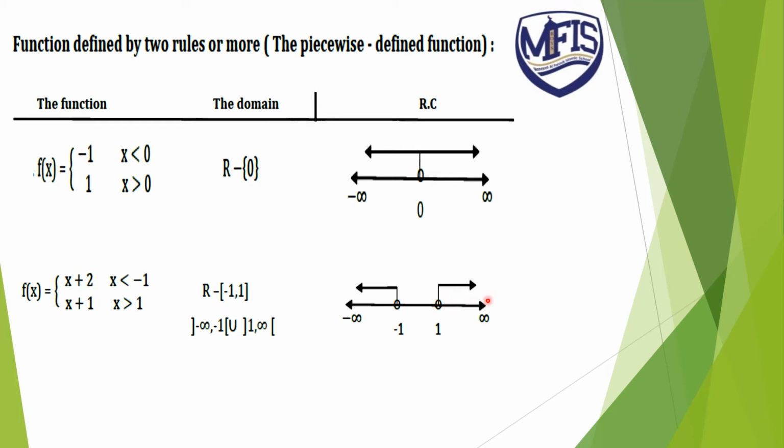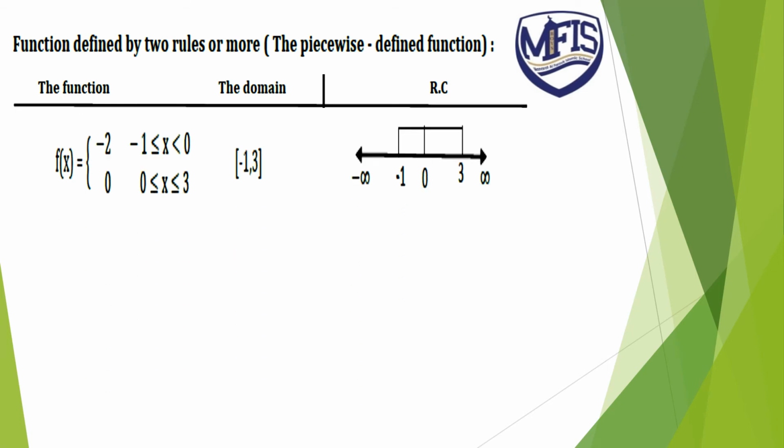So the domain of this function is R, all R, except this interval. This interval is -1 closed to 1 closed. So the domain is R minus the closed interval -1 to 1. Or we can write it as -infinity open to -1, union from 1 open to infinity.